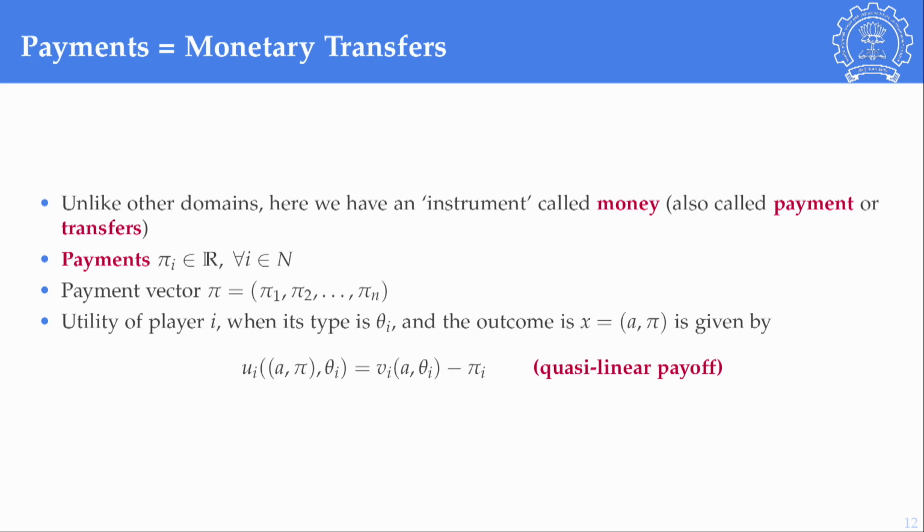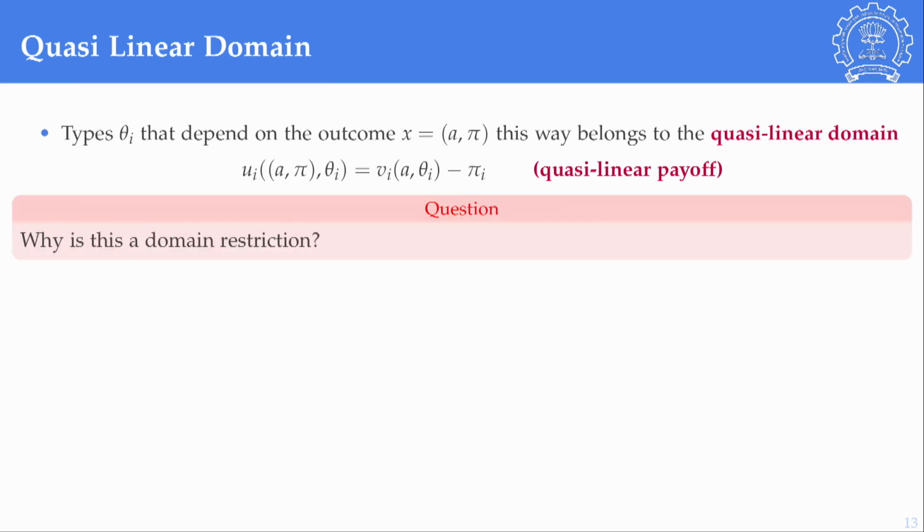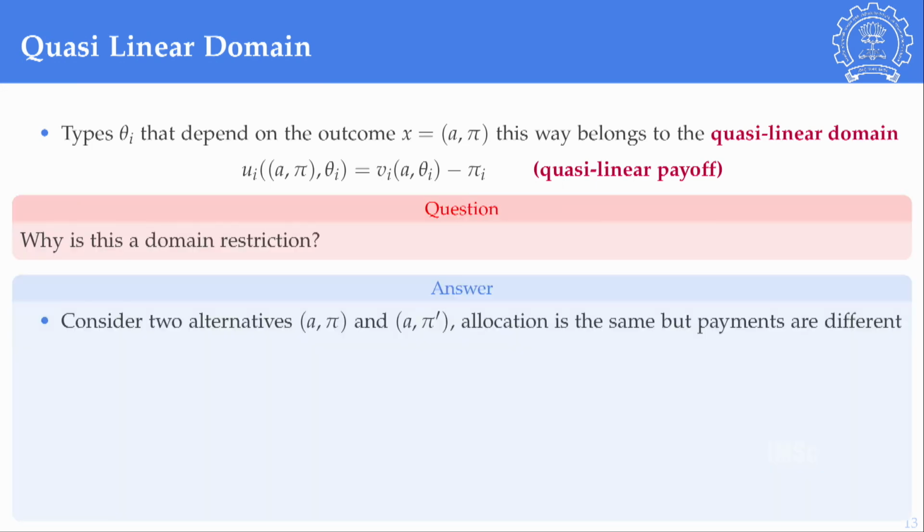Imagine, if you just want to remember, a public project where the allocation is one of the decisions of the planner, maybe the municipal corporation, and how much you have been taxed, and that difference is your net utility. Okay, so this is the quasi-linear domain. Let us skip this part, it is not relevant for us. Why is it a domain restriction?